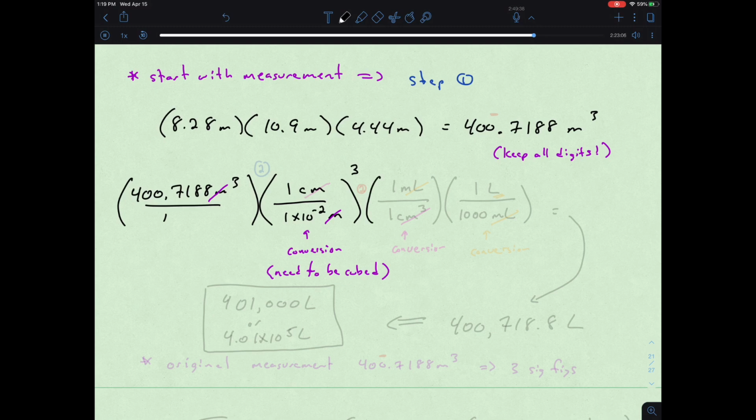Now that was our step 2 in that process. Again, the big part of this was the multidimensional conversion. And now we're looking at step 2 here with the conversion of 1 centimeter cubed is equal to 1 milliliter.